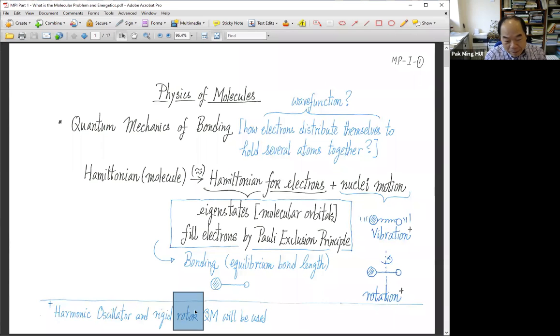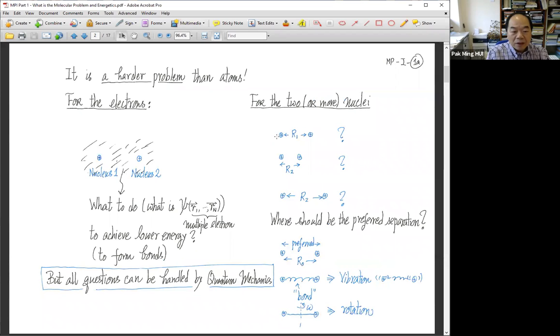So if you think deeper, there may be some comfort coming out. It's not that new, you have the background, okay? So take-home point number one: it is more complicated because we have the electron problem plus the nuclei motion problem. So to further illustrate, it is a harder problem than atoms.